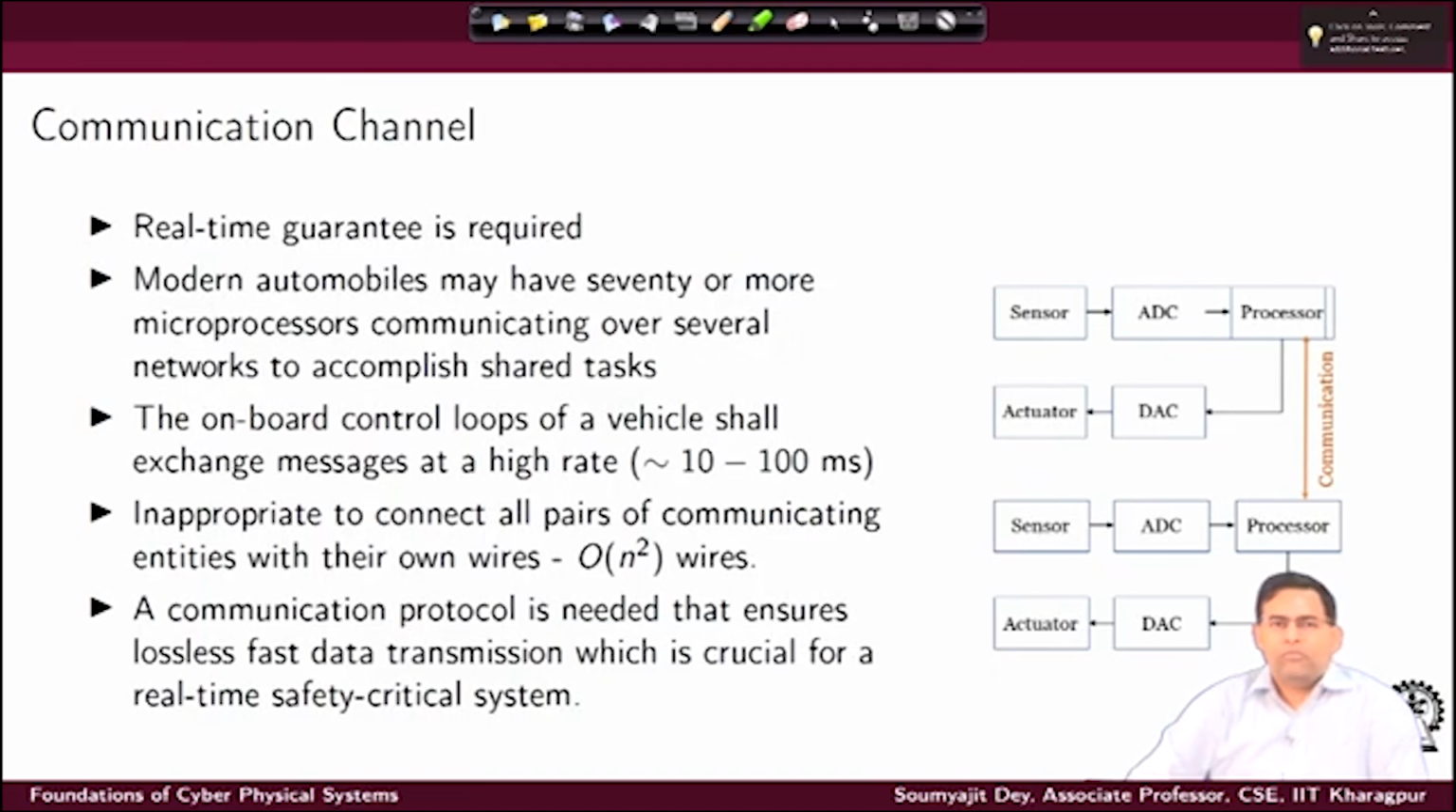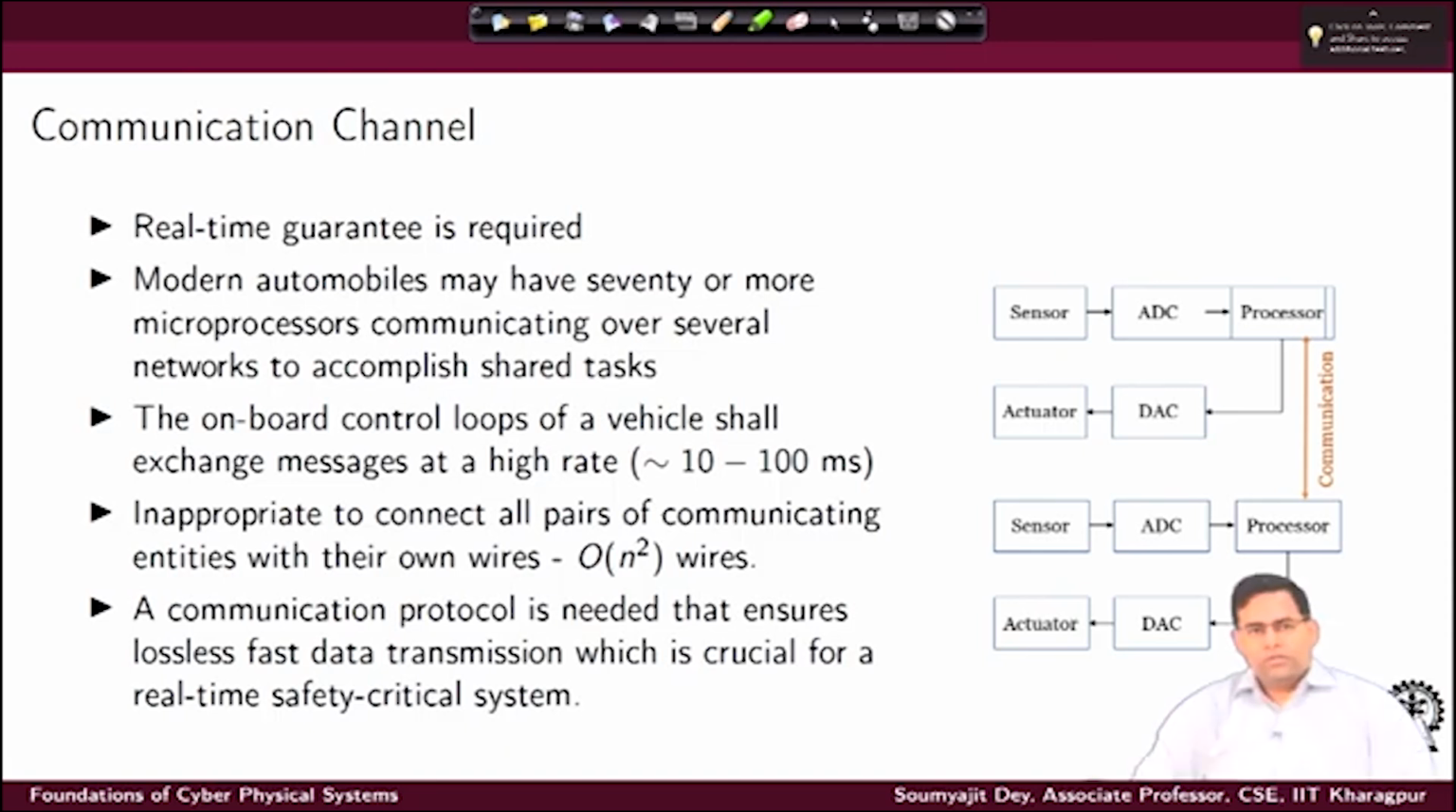Now what about the communication? Whenever we are talking about cyber physical systems, we have said that communication plays an important role and the communication has to be real time, right? So let's take an example. Consider how in a modern vehicle you will have so many control loops, and those control loops may be implemented in different ECUs, right? And those ECUs will need to exchange messages among each other, right?